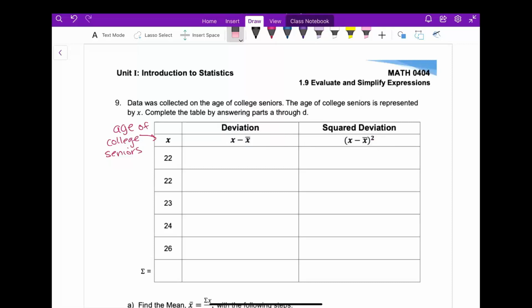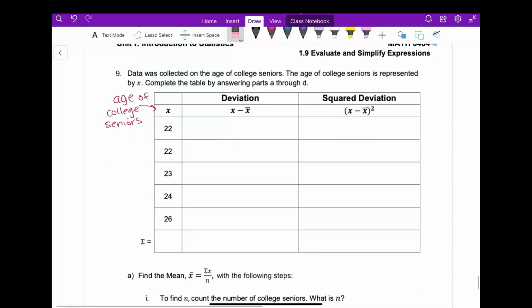You will learn what deviation and squared deviation are in your 1342 course, but in this course, what we want you to know is how to calculate and read tables so that you know what to do. Ready? Let's get started on A. It says find the mean.